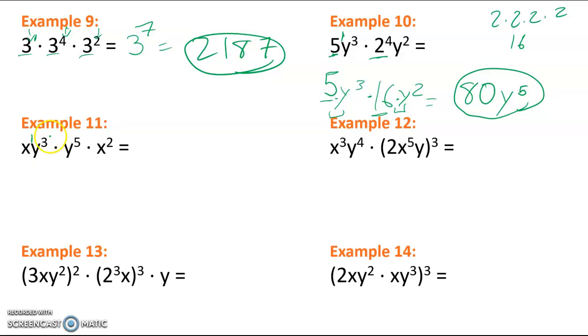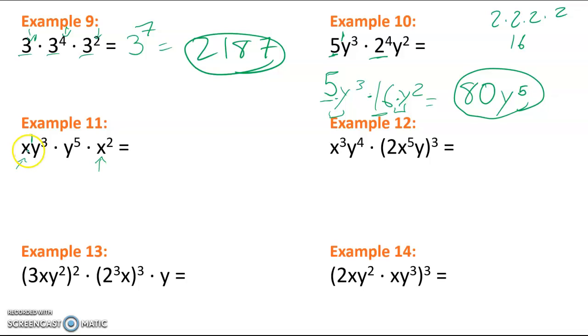So we're just going to try and simplify xy cubed times y to the 5th times x squared. Okay, start with this x here. Do I have any other x's? I can't simplify it with this y or this y because they're different bases, but I have this x right here that I can simplify it with.